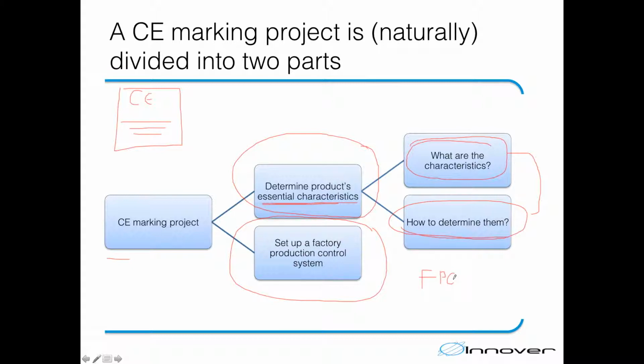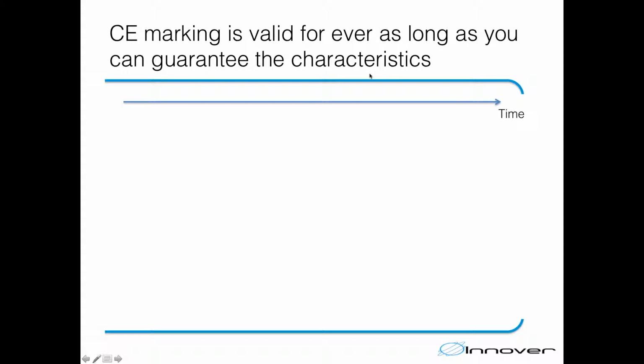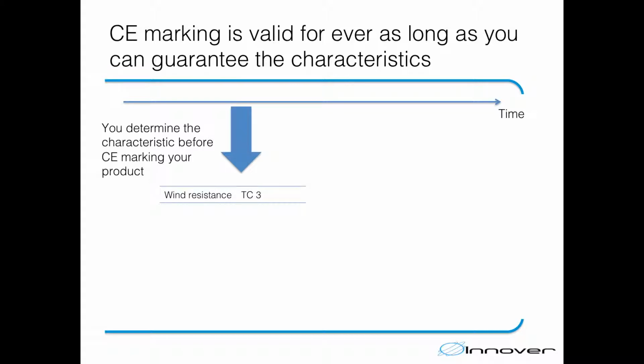And why we have these 2 things in the CE mark in the first place is that the CE marking is valid for as long as you can guarantee that the characteristics are still the same. So if we would CE mark our door today, the CE marking would be valid from here till the end of the times, as long as we can guarantee that the characteristics of that door haven't changed. From this we can see how the factory production control and the product's characteristics relate to each other.